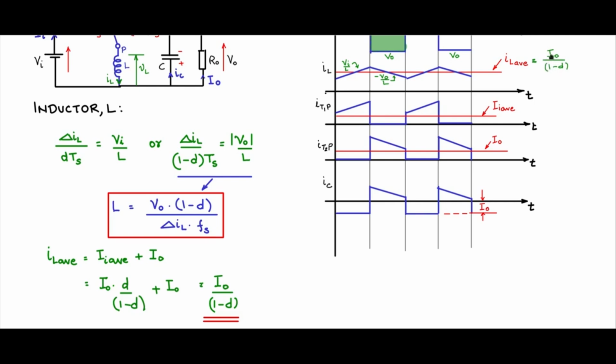So this also you can estimate from the specified parameters. I naught you know from the max power that needs to be delivered, that is an output specification. D is obtained from the input output voltage specifications, and therefore IL average is known, and therefore 10% of IL average is known, and you can find out the value of the inductor.